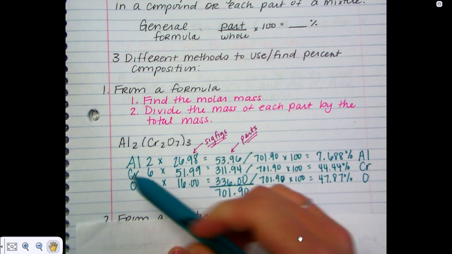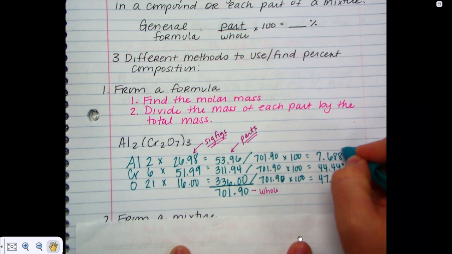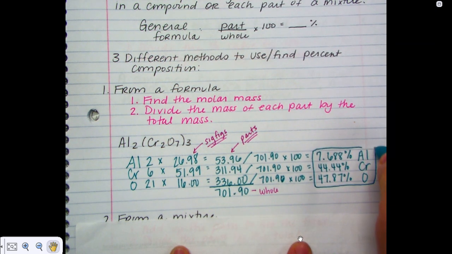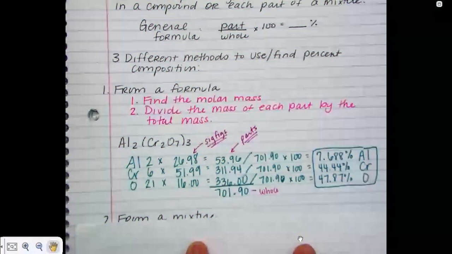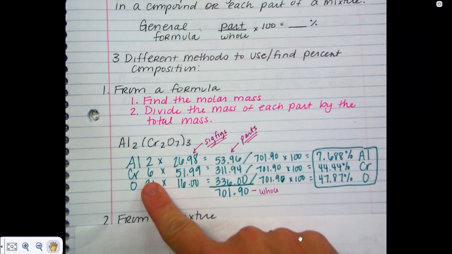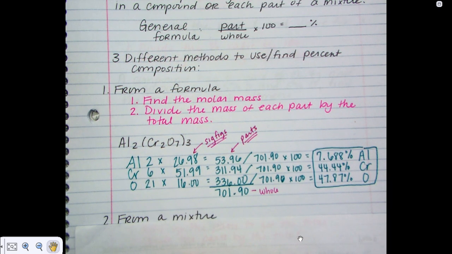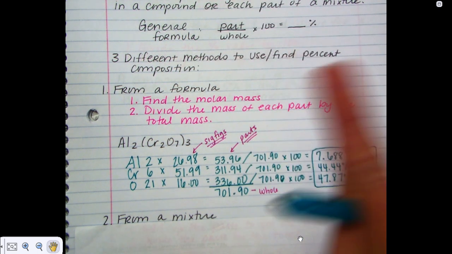I'm not that picky. If you wrote it like this in a straight line, you have your identifying element all the way to the left and your answers all the way to the right. It's fine. If you want to rewrite it, it's fine too. But there's my answers. So my compound, aluminum dichromate, is 7.688% aluminum, 44.44% chromium, and 47.87% oxygen, which should make sense also considering like 6 chromium and 21 oxygen. Yeah, that's going to be bigger than 2 aluminum. Okay. Still, part over whole times 100. That's all we're doing.